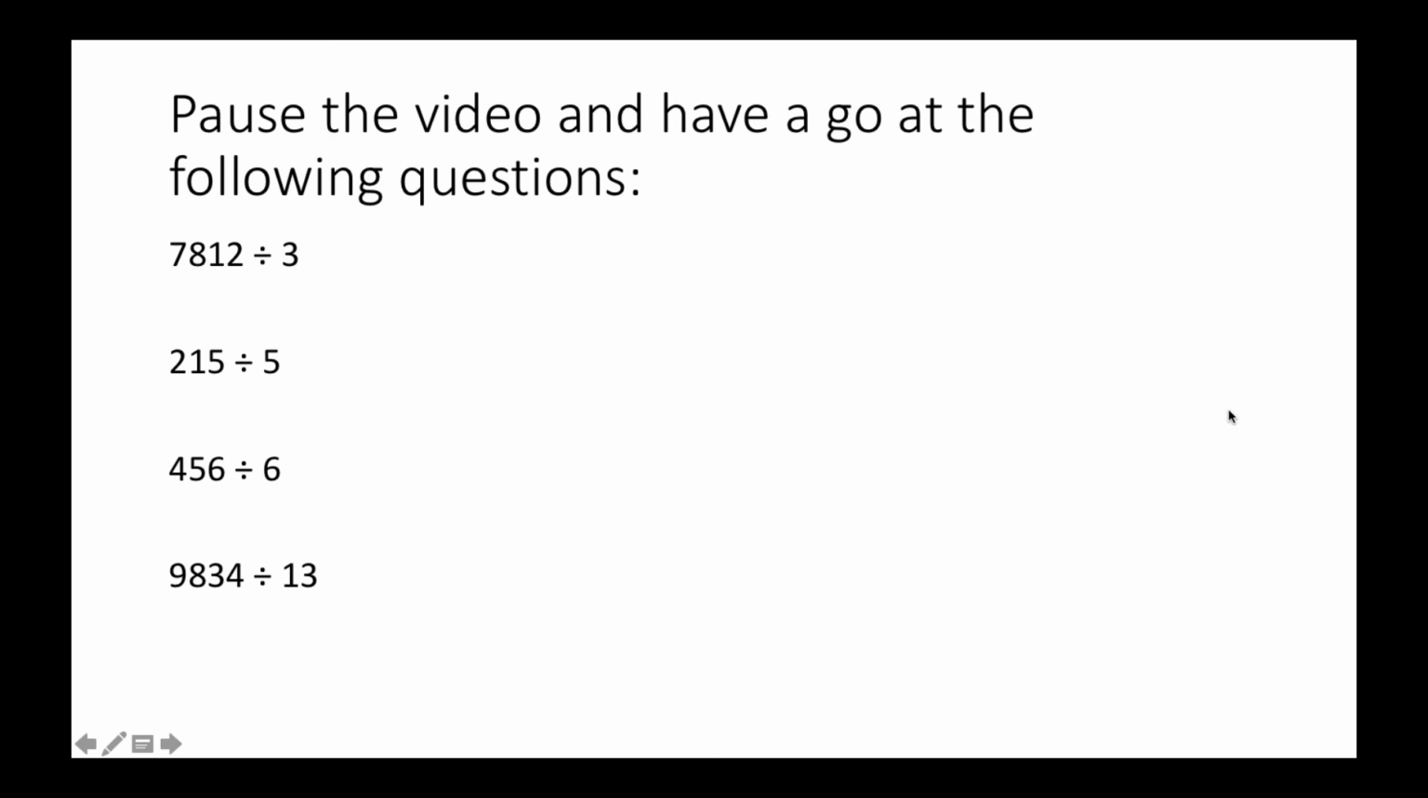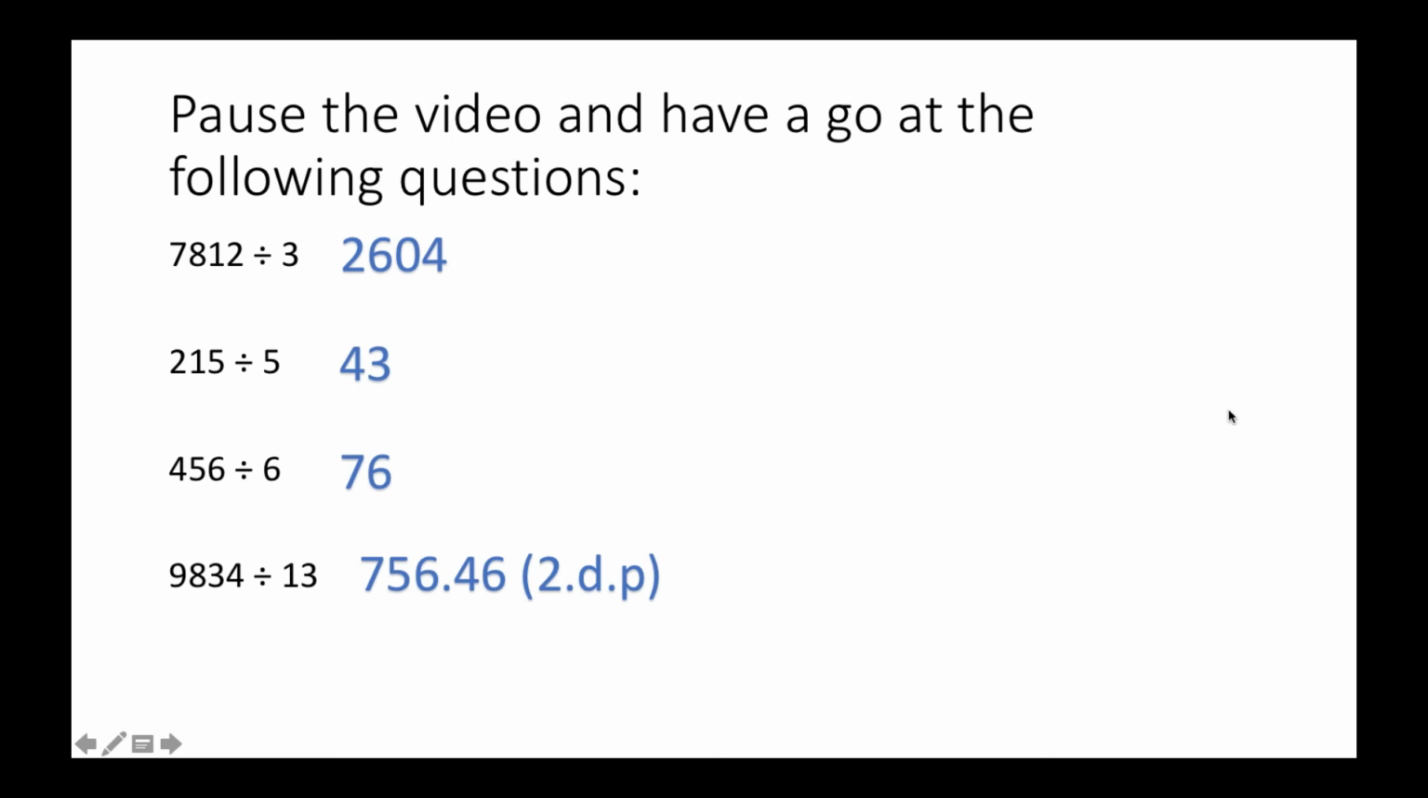Okay, if you've paused the video, here are the answers. 7,812 divided by 3 is 2,604. 215 divided by 5 is 43. 456 divided by 6 is 76. And 9,834 divided by 13 is 756.46 to 2 decimal places.